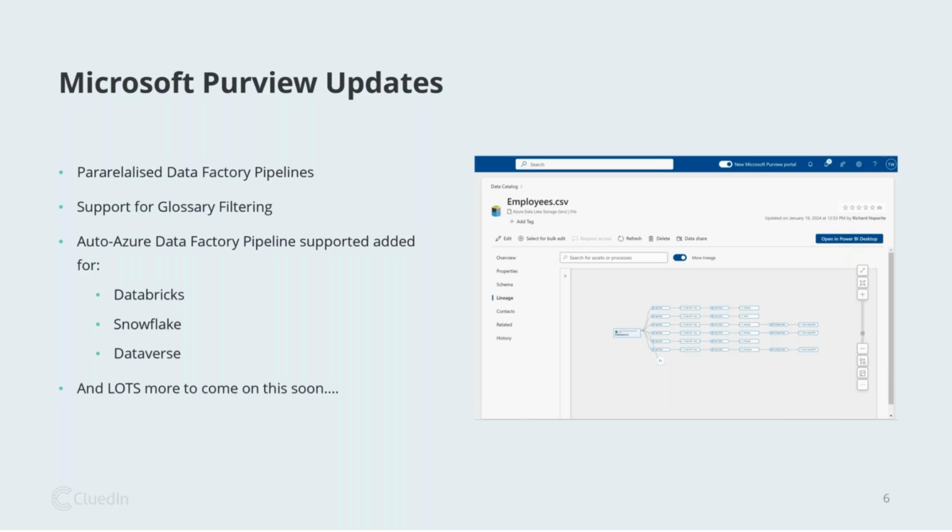On our Microsoft Purview updates, I'm happy to say that some new features include the parallelization, that's always a hard word to say, of our Data Factory pipelines. What this means is that CluedIn can now pull more data in through the Purview catalog at higher rates.